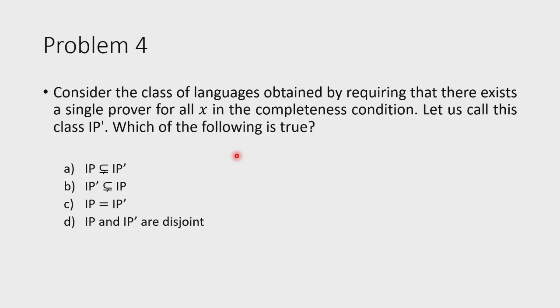Right, yeah. So it might be tempting to say that IP prime is a subset of IP because in IP prime the condition is stronger, right? There has to be a common prover. So it might feel like that reduces the number of languages that we can accept or decide. But it's in fact the case that both are the same. And let's see why.